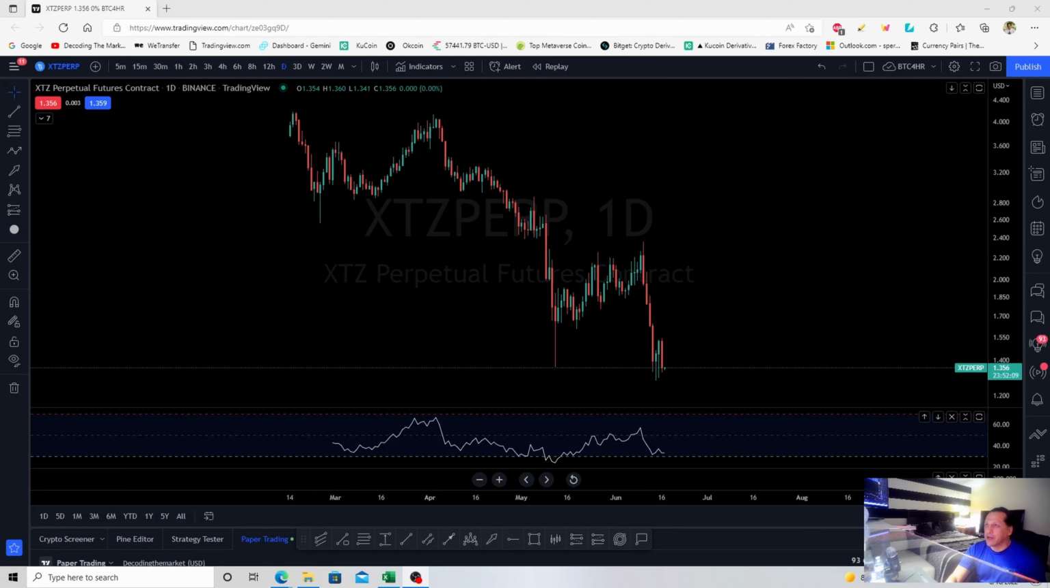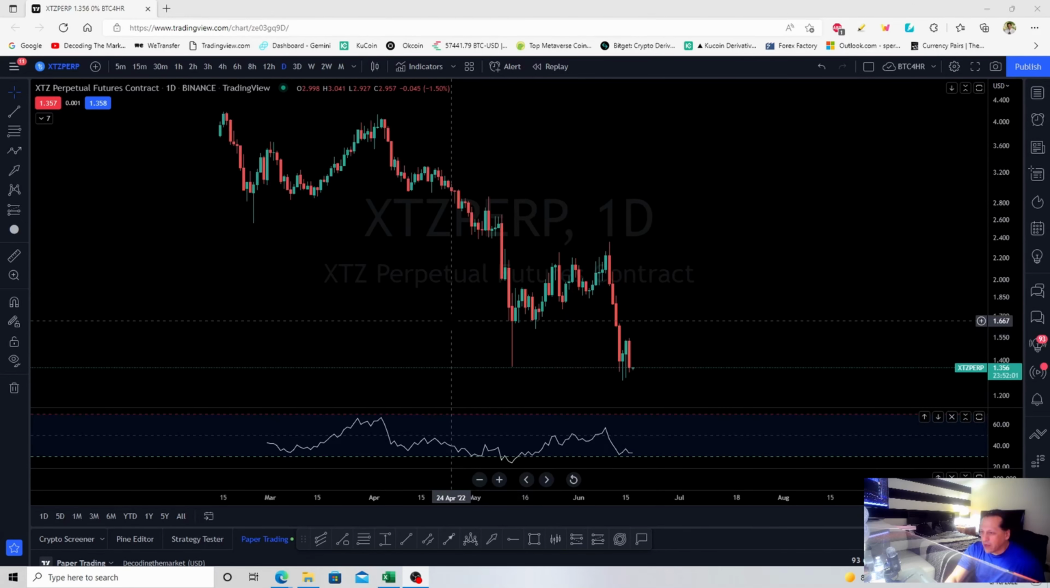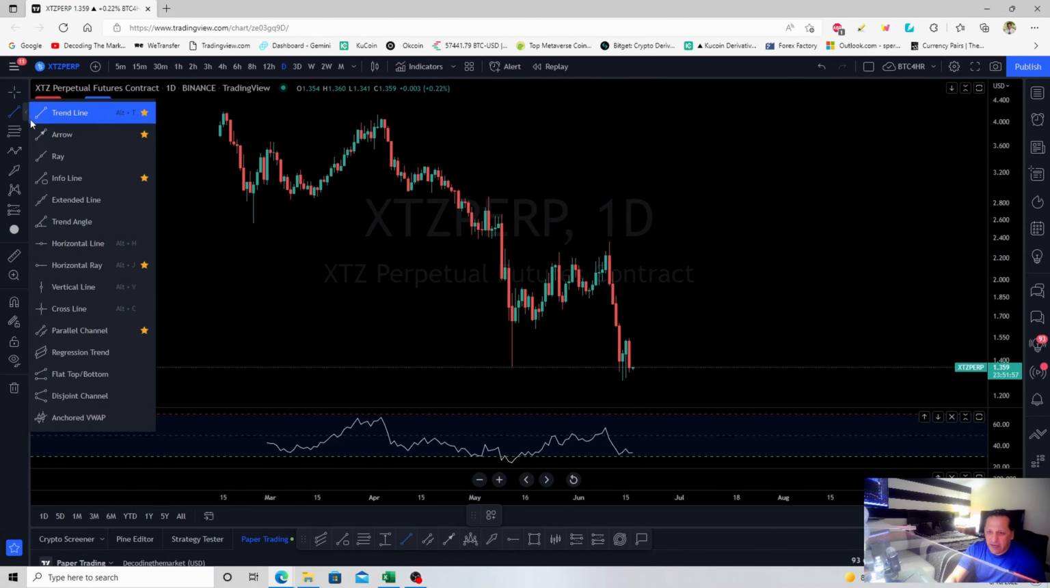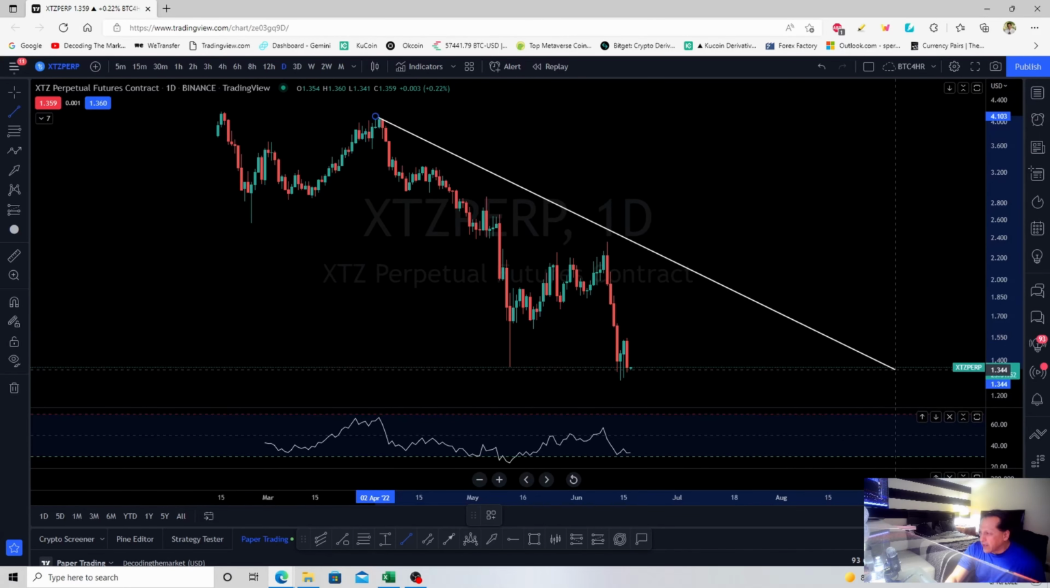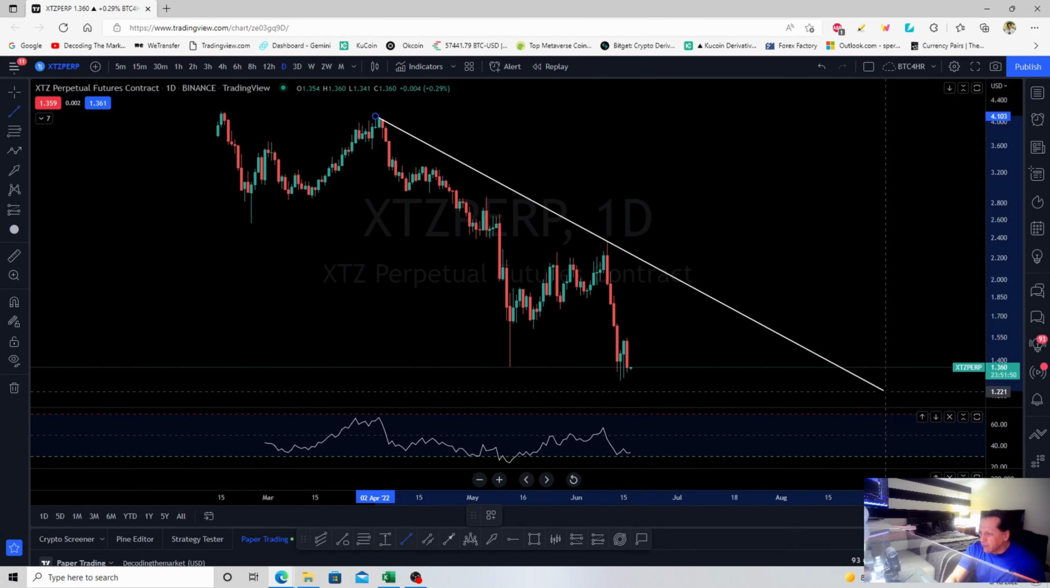Everyone, I'm here to share a new technical analysis, and today will be Tezos token. Let's start. As you notice, the price is clearly in the downtrend, and we're gonna do a technical analysis drawing a trend line and find out the resistance levels here.